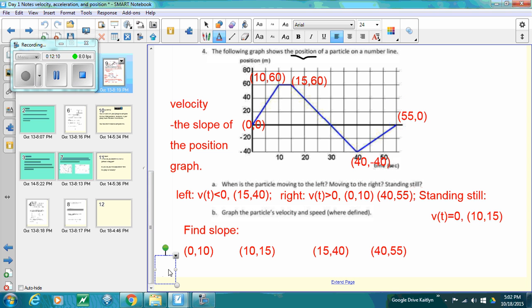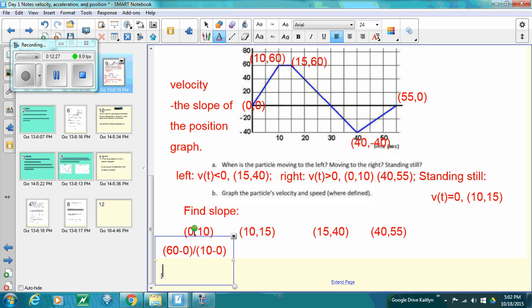So to find the slope between 0 and 10, I'm going to do y2, which is 60, minus y1, and that's going to be divided by x2 minus x1. And that gives me a slope of 60 divided by 10, which is 6. And then I'm going to do the same thing for 10 to 15. 10 to 15 I can just look at, and it's obvious that the slope is 0.